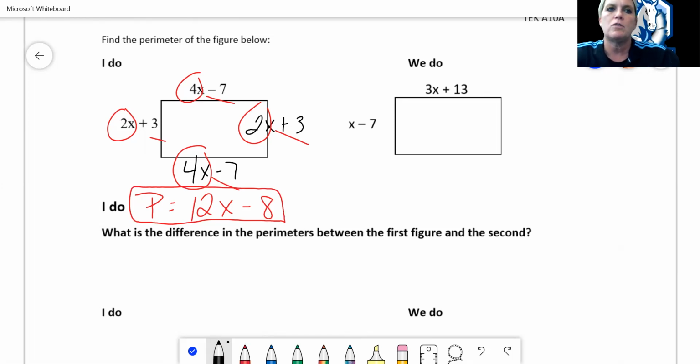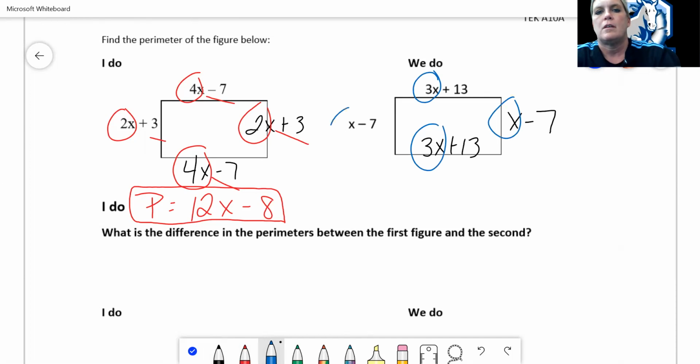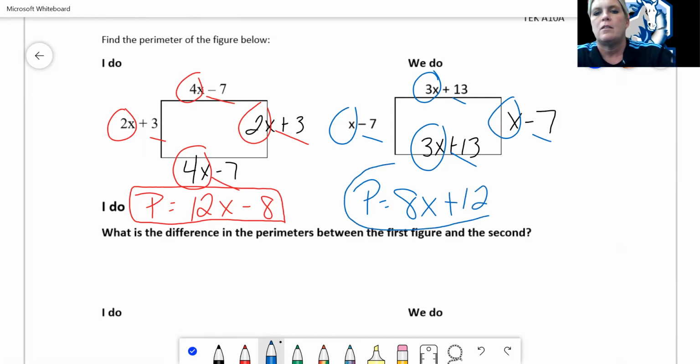Take a minute, pause the video, and try to do the other rectangle, just like I did the first one. After you've had a chance to do this, you should have labeled your sides. Once you have done that, now let's circle our x's. That gives us 8x. And then when we look at our units right here, we get plus 12. This is our perimeter of the other figure in terms of x.